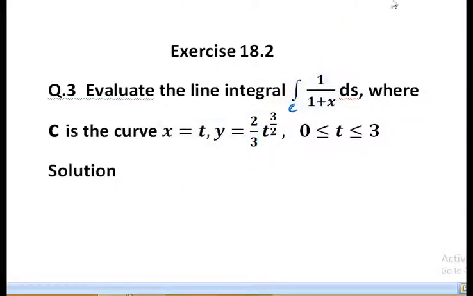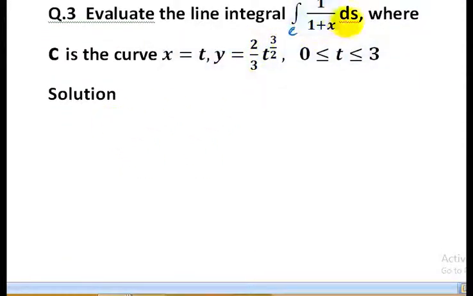Now we solve a question. Evaluate the line integral along curve C of 1 upon 1 plus x ds, where C is the curve x equal to t, y is equal to 2 by 3 t raised to power 3 by 2, and 0 less than or equal to t less than or equal to 3.